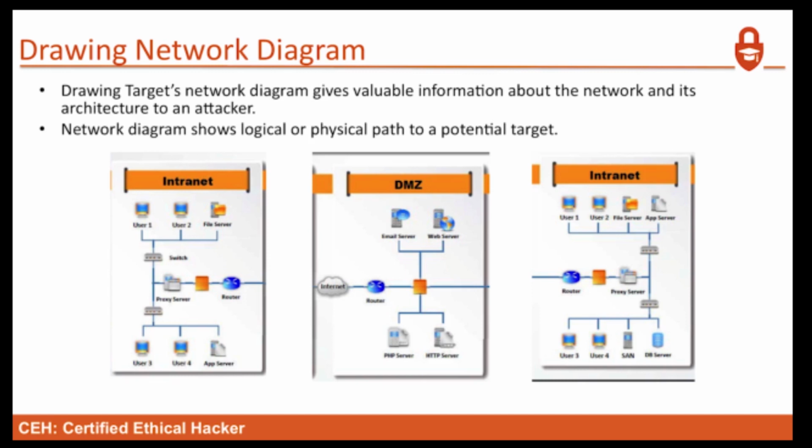Same thing on the DMZ. You hit the DMZ of a company, that's where all the servers are held. Email servers in this case, web server, we have a PHP server and an HTTP server. And then they have the actual intranet, the other LAN behind that DMZ zone. That's a pretty common configuration for a multi-homed company with more than one office location.